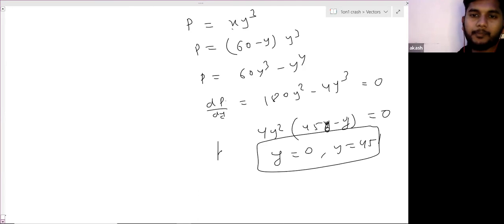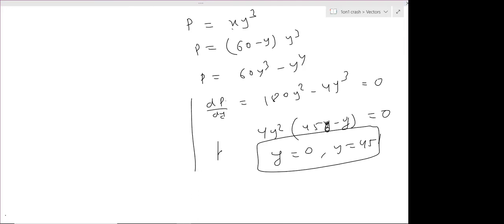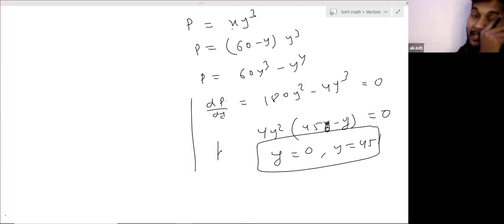Yes or no? No, I mean, you could send 180y square to the other side, right? It becomes minus 180y square. But when you cancel, remember, whenever you cancel some things, one factor is cancelled out, right? So it's better to factorize.